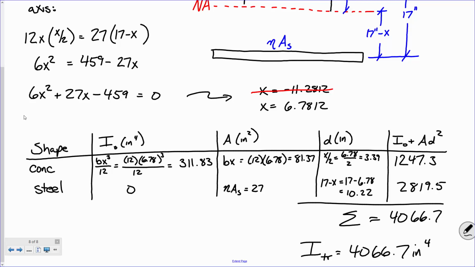Now, let me ask you a question. I propose to you that this is the moment of inertia of this shape once it has cracked. What was the moment of inertia of this shape before it cracked? 8,000. Doesn't it make sense that the moment of inertia should be lower? Makes sense, right? Remember, the gross moment of inertia was 8,000.